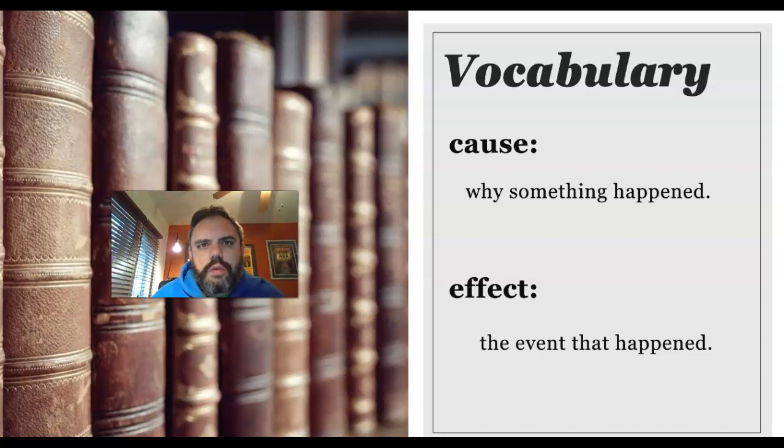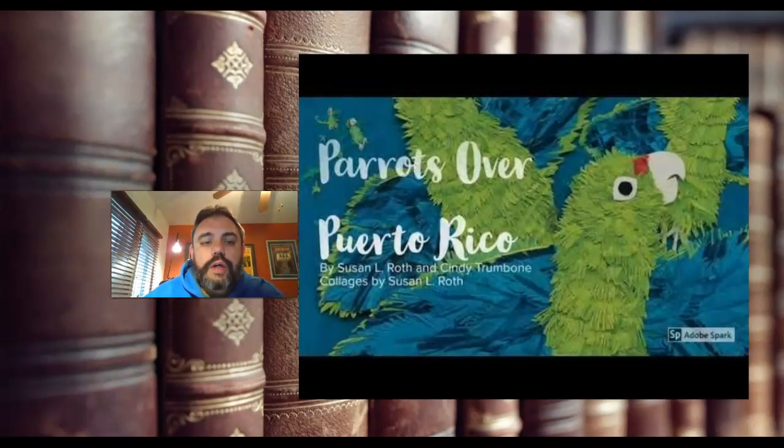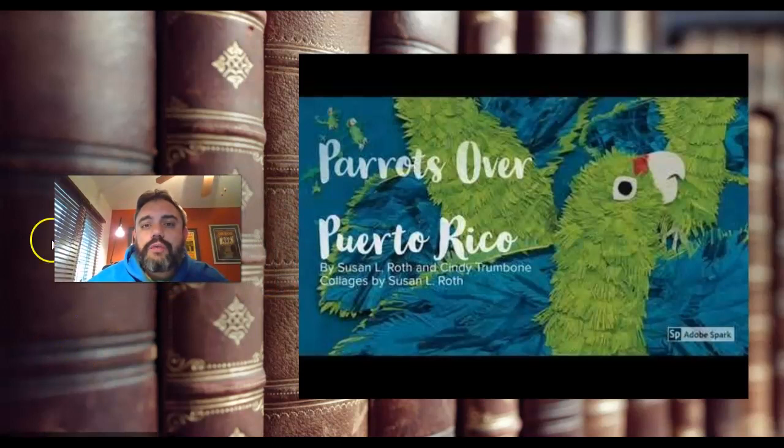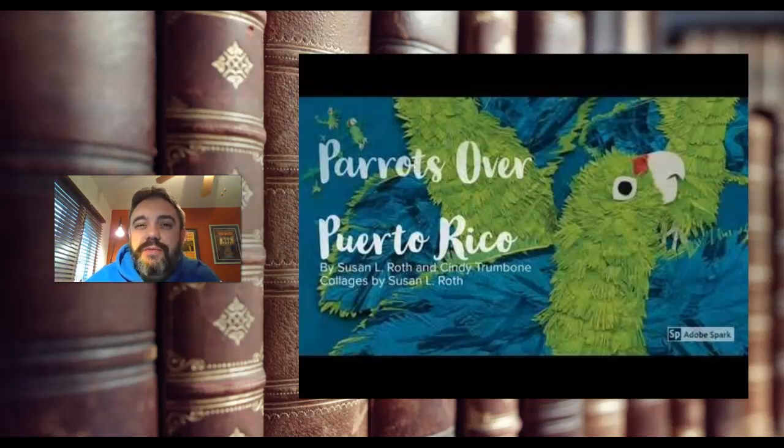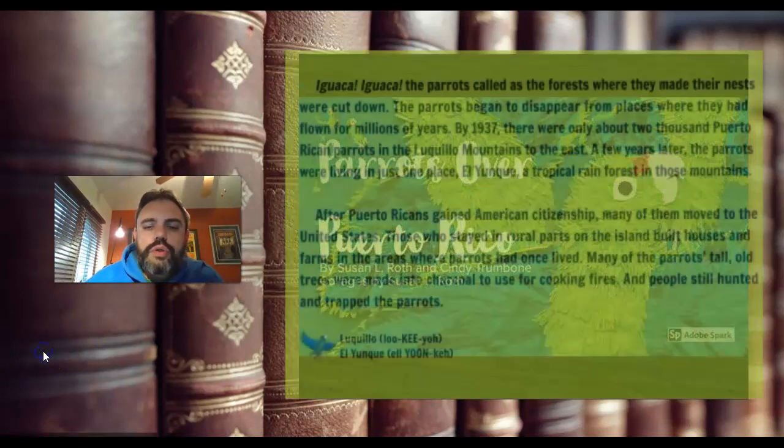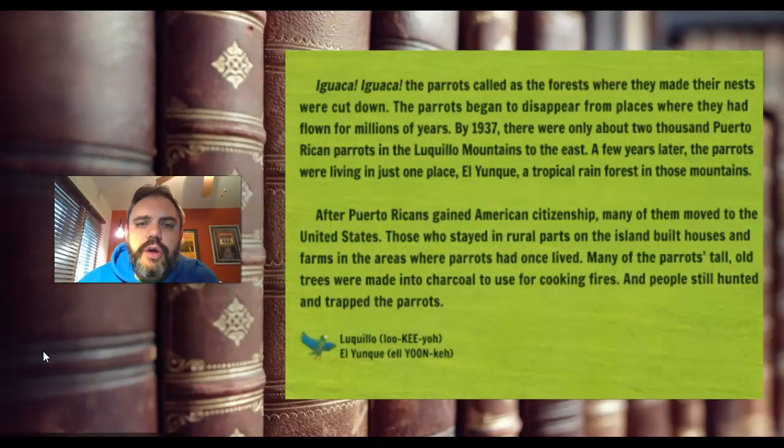Let's do that now. All right, guys, to illustrate cause and effect, what we like to do is return to Parrots over Puerto Rico. Okay? So I want to draw your attention to a specific passage or a specific selection in the text. All right, so we'll go ahead and read what's on the screen, and then we can practice identifying cause and effect to really see how the author has organized this nonfiction text.